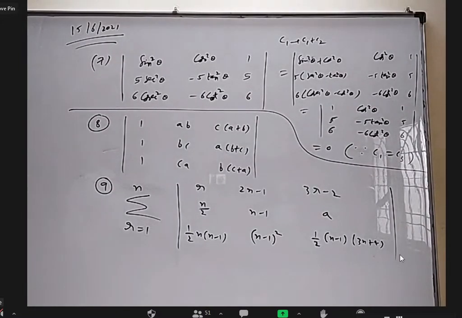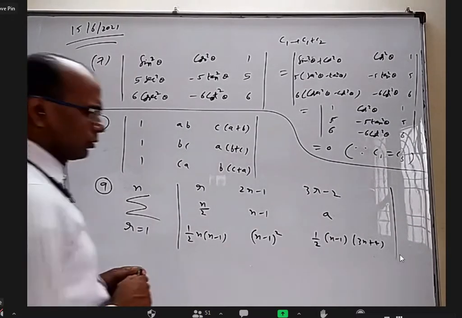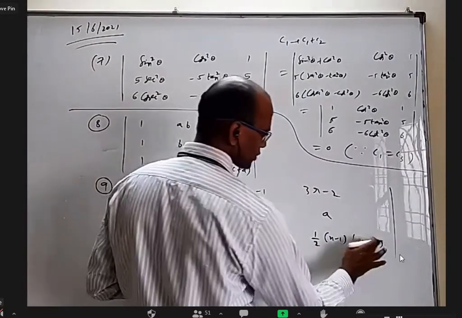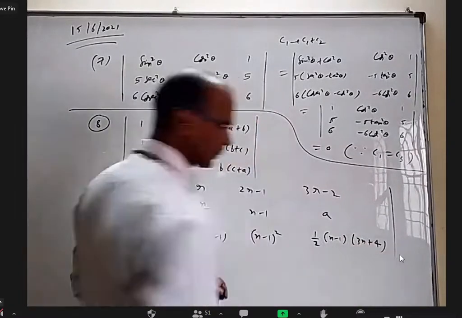Sir, the last term in the ninth question, what is it, sir? 3n plus 1 by 2 into n minus 1 into 3n plus 4. Okay, sir.